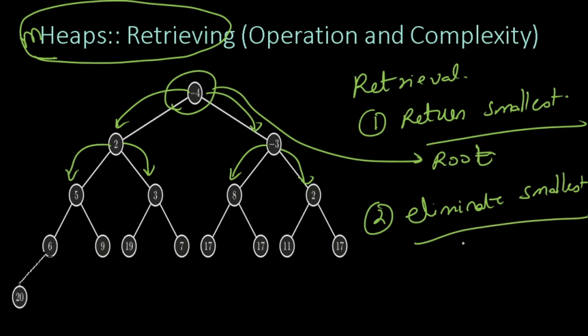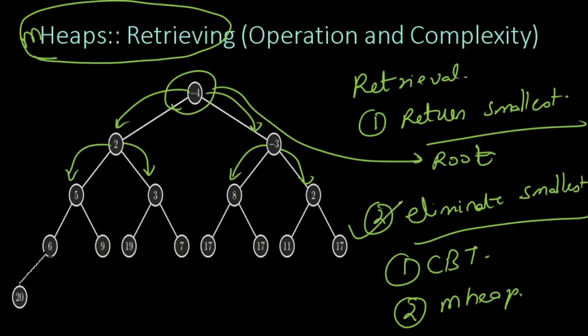Now eliminate smallest. So eliminating smallest, we have to take care of both properties. It should be a complete binary tree as well as it should still be a min heap. So let us see how we can ensure this. As far as the complete binary tree is concerned, if we simply take this 20 here and swap 20 with minus 4, so minus 4 is returned, and get rid of the minus 4, if we bring this 20 here, we can ensure completeness.